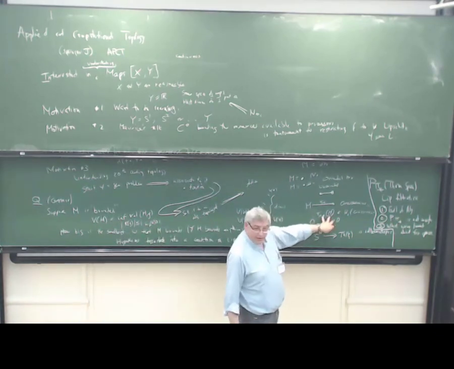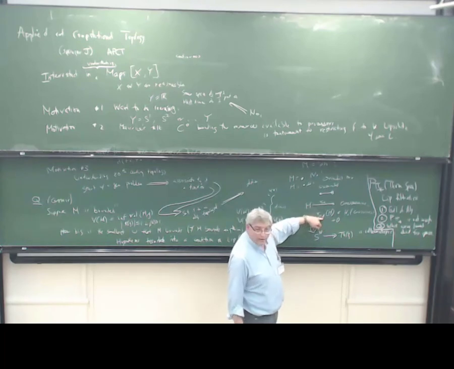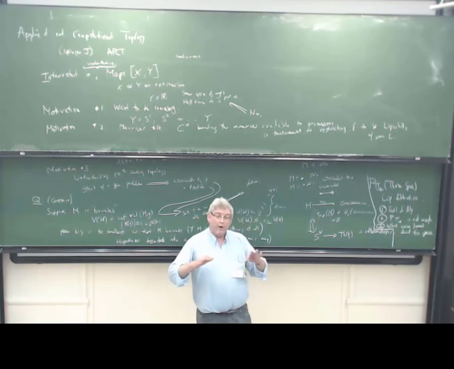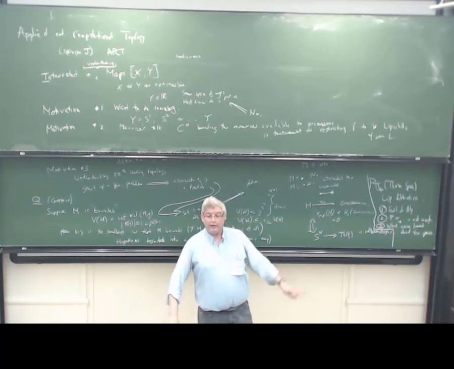No, so this map exists. This is the tangent bundle, right? So you imagine M is embedded in Euclidean space. You stick M in Euclidean space.